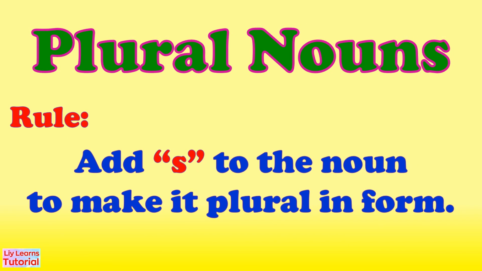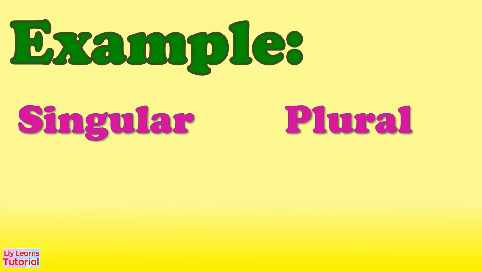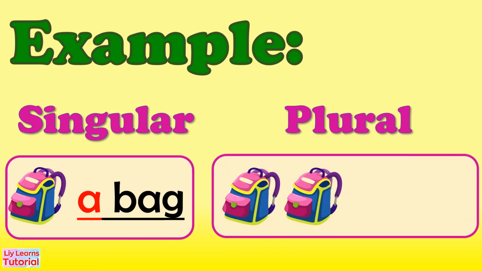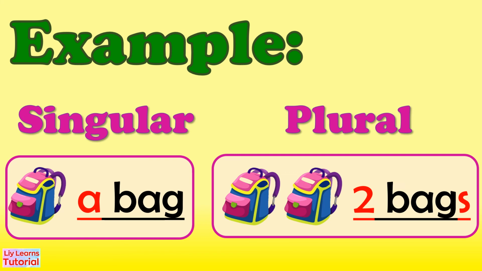To form the plural form of most nouns, we simply add s to the noun. For example, singular of one bag, we write a bag. To write the plural form, we count how many bags are there. Then add s to the noun bag. There are two bags. So we will write two bags. We put the number and added s.